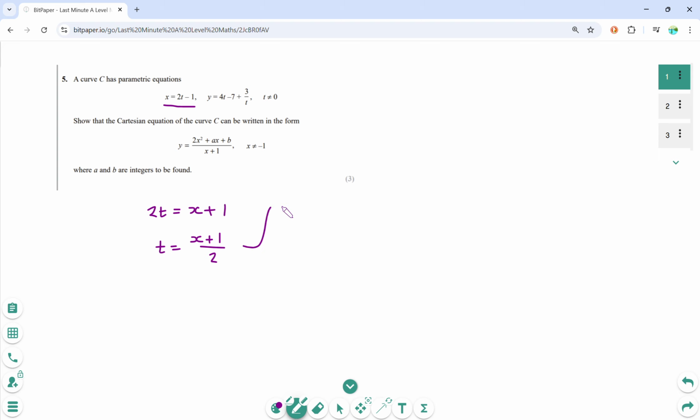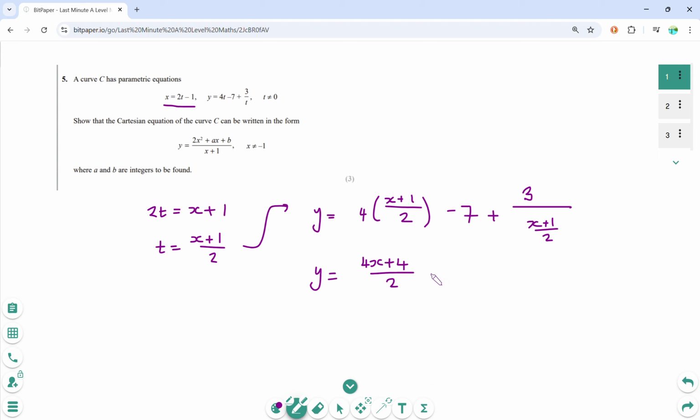So we're going to get y equals 4 lots of (x plus 1) divided by 2, minus 7, plus, we've got a fraction over a fraction here. Okay, we can just write that as 3 divided by (x plus 1) over 2. Now we're just going to go through and expand, simplify. Okay, so here we have 4, this only times the top of the fraction, (4x plus 4) over 2, take away 7. Here we're doing 3 divided by a fraction, so we're going to flip the bottom and times. So that's going to be 3 times 2, 6 over x plus 1.